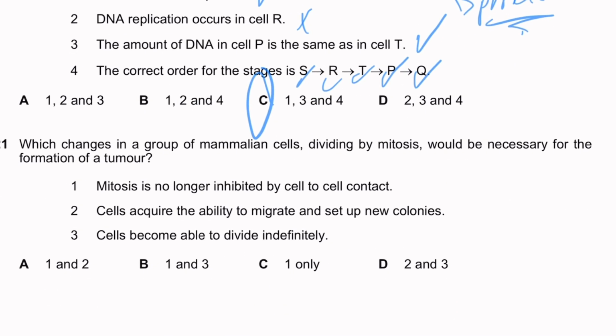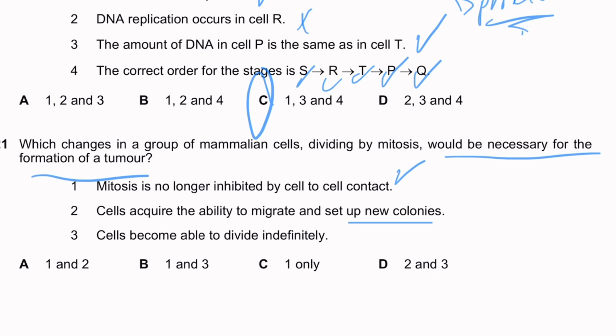21. Which changes in a group of a million cells dividing by mitosis would be necessary for the formation of a tumor? Mitosis is no longer inhibited by cell-to-cell contact. Okay. Cells acquire the ability to migrate to new colonies. Well, this is actually involved in metastasis and building secondary growth and primary growth.